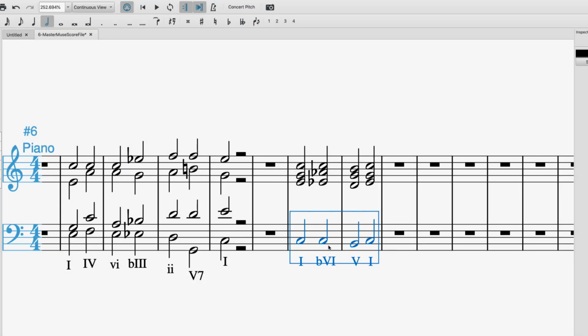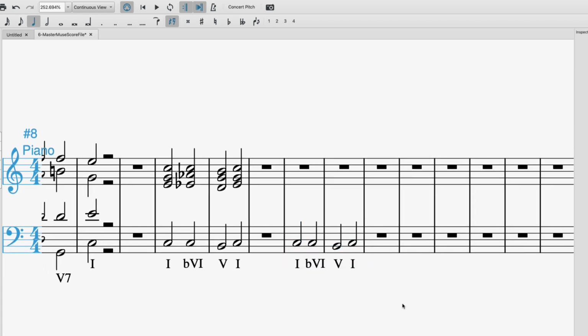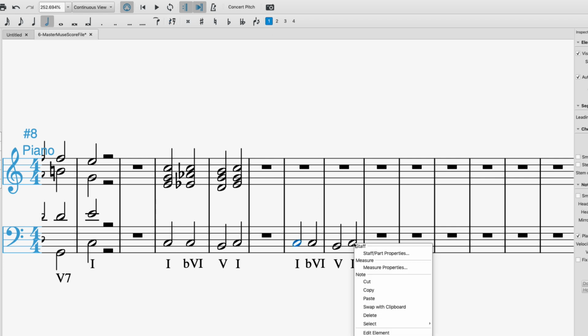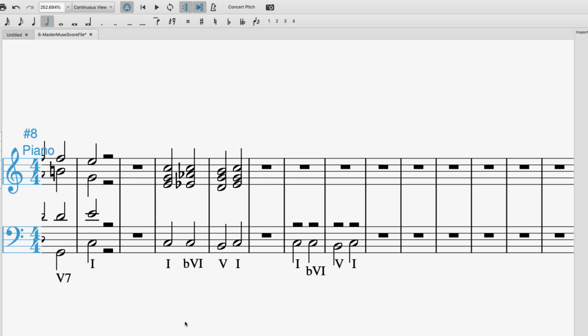Okay, let's do the same thing I did before. So I'm going to copy the bass line, put it over here, and let's see if we can harmonize it. So first I need to move these to the second voice. Okay.